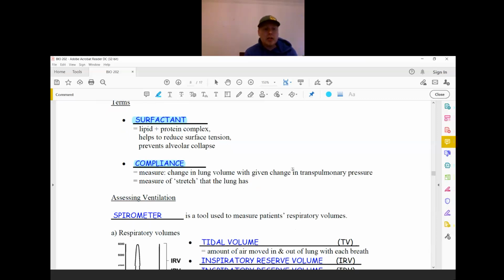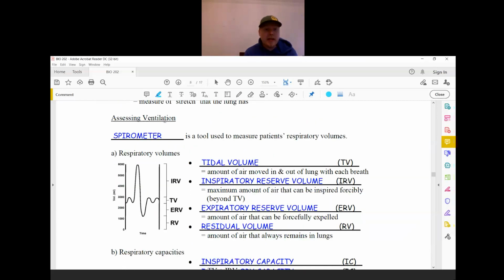Let's talk about assessing the ventilation. For assessing ventilation, we use an apparatus known as a spirometer. You saw that in our lecture slides. It was this plastic thing where you breathe in. You do get fancier ones that are more computer connected, so we can get data out of there.